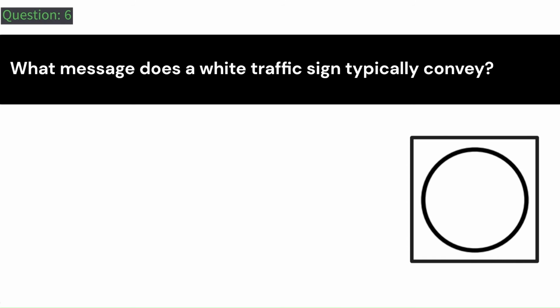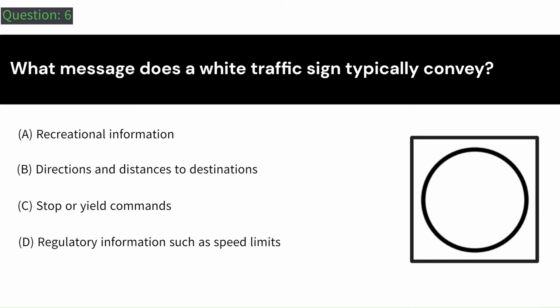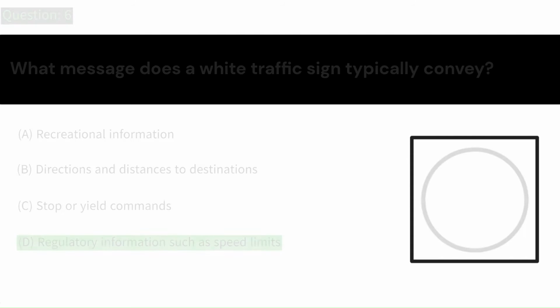What message does a white traffic sign typically convey? A. Recreational information. B. Directions and distances to destinations. C. Stop or yield commands. D. Regulatory information such as speed limits. Answer: D. Regulatory information such as speed limits.